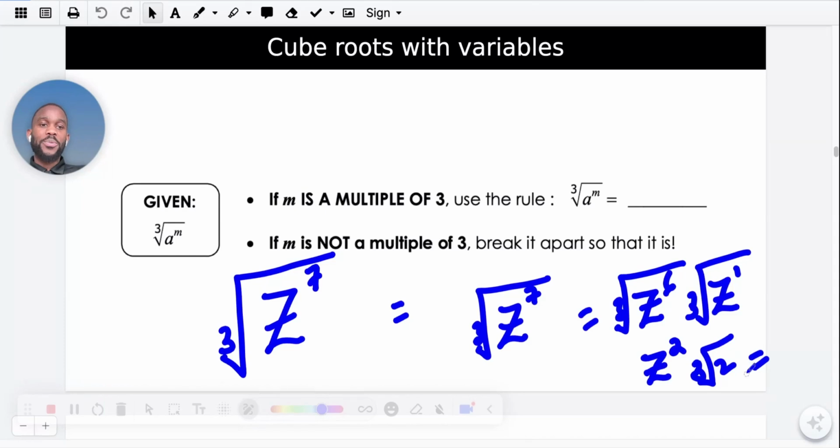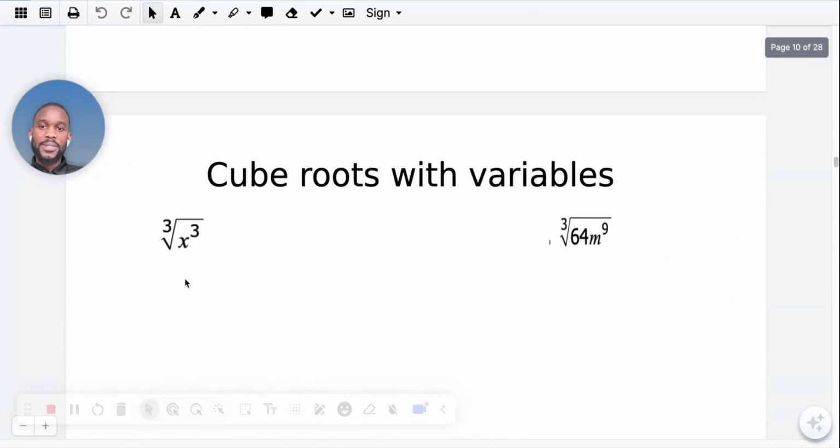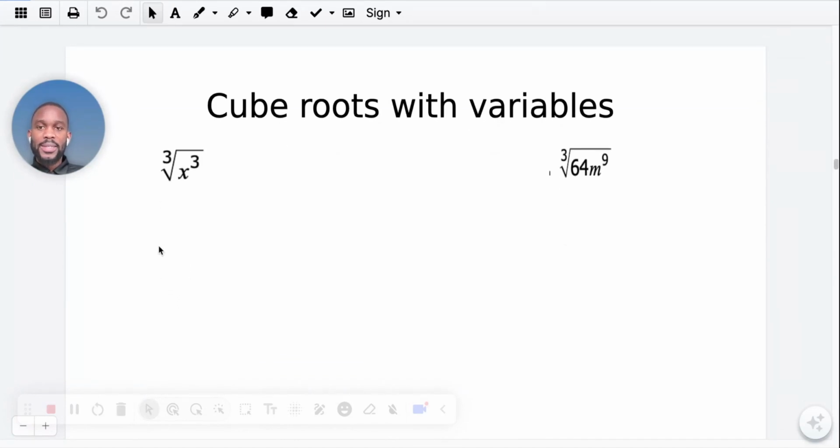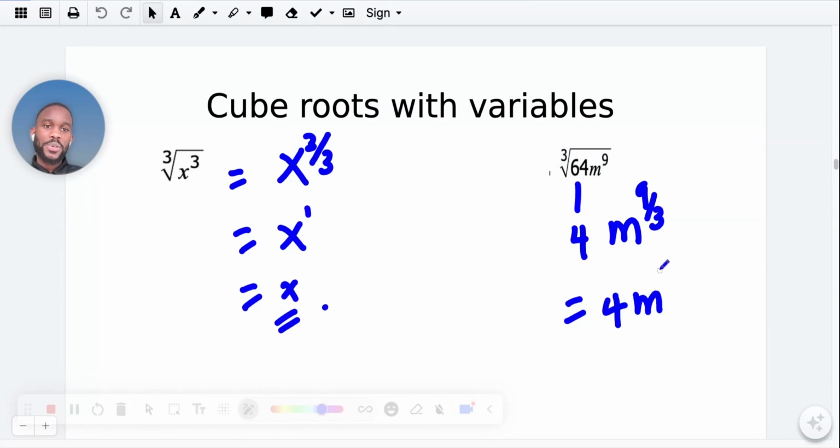Remember, we're simplifying. So let's look at a few examples, right? They're telling us to get the cube root of x to the 3rd. Look at this exponent. This is the same as x to the 3rd divided by 3, and this gives you x to the 1st. Mind you, x to the 1st is the same as x. Okay. Now, see this 64? The cube root of 64, we know is 4, right? So this gives you 4 already. But for m to the 9, you just get m to the 9 divided by 3. And this gives you 4m to the 3rd.